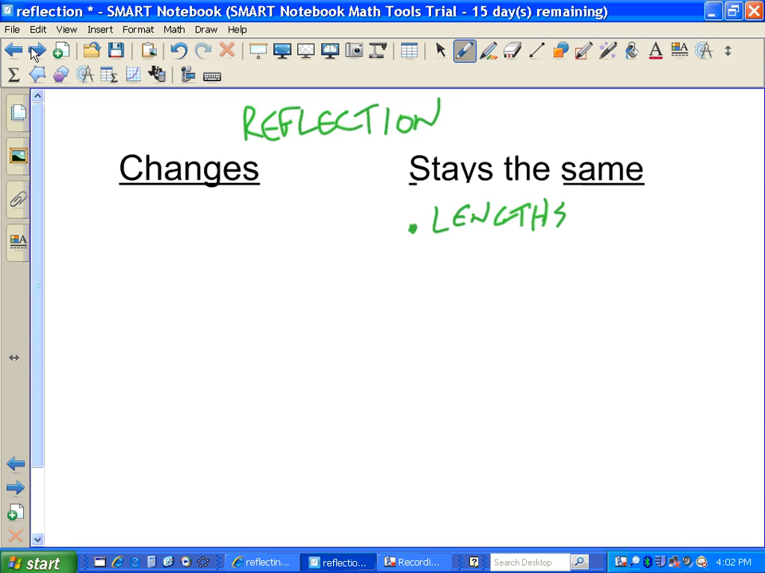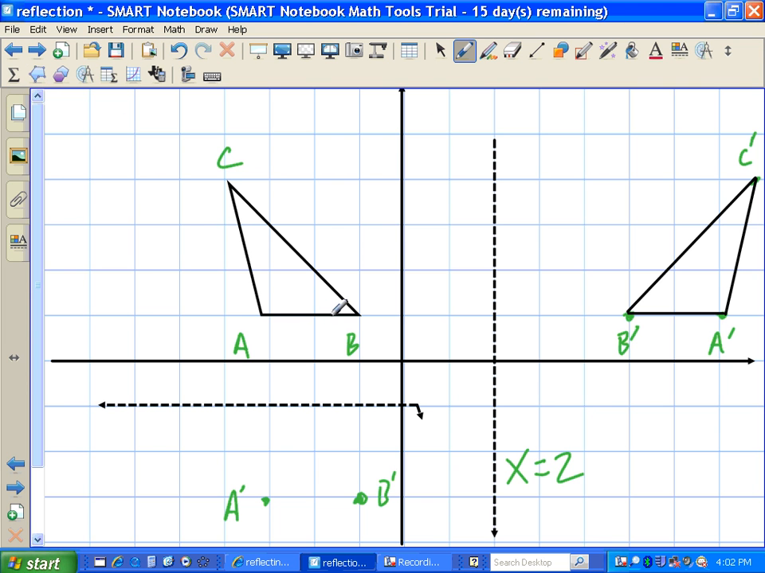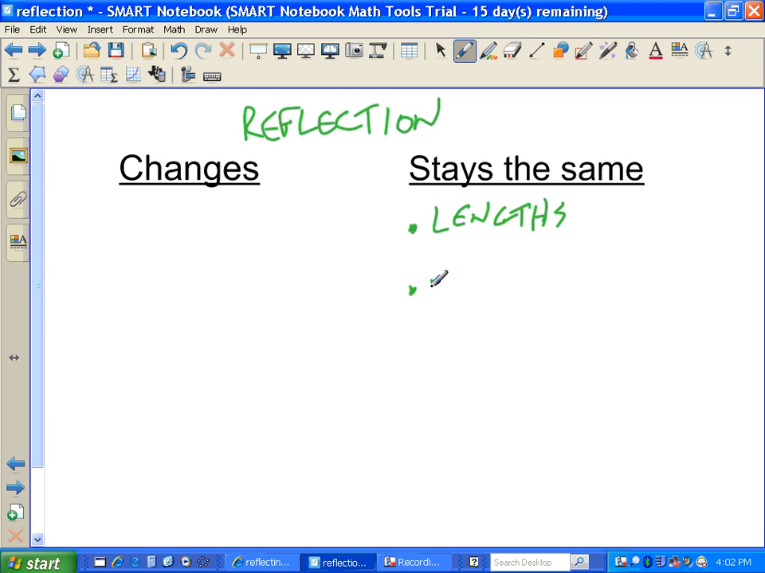Do my angles stay the same when I do a reflection? In other words, is this angle right here the same as that angle right there? If I had a right triangle before I flipped it, is it going to be a right triangle afterwards? Yes, indeed. So my angles stay the same. My coordinates, clearly those change. Coordinates, there you go.